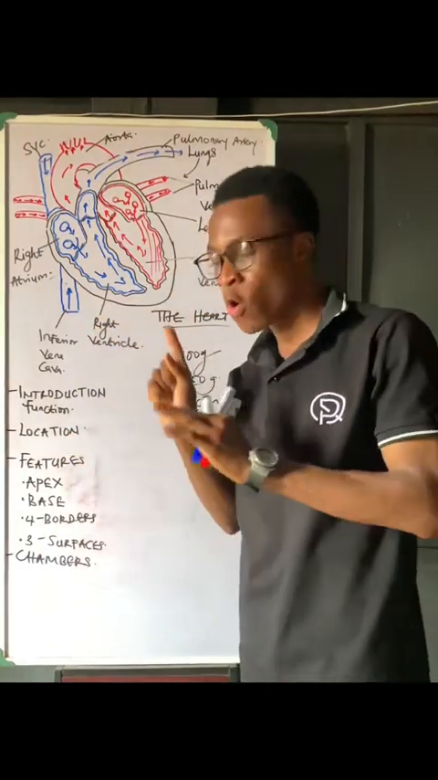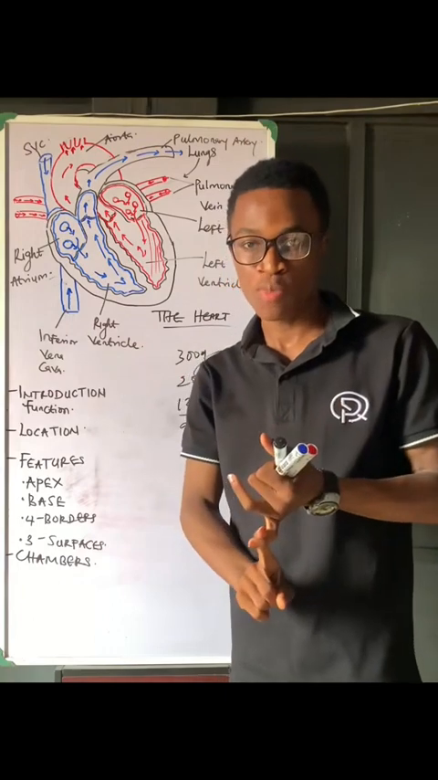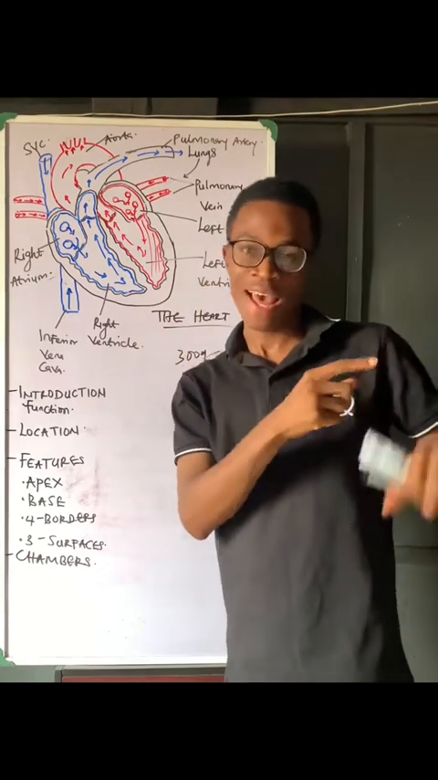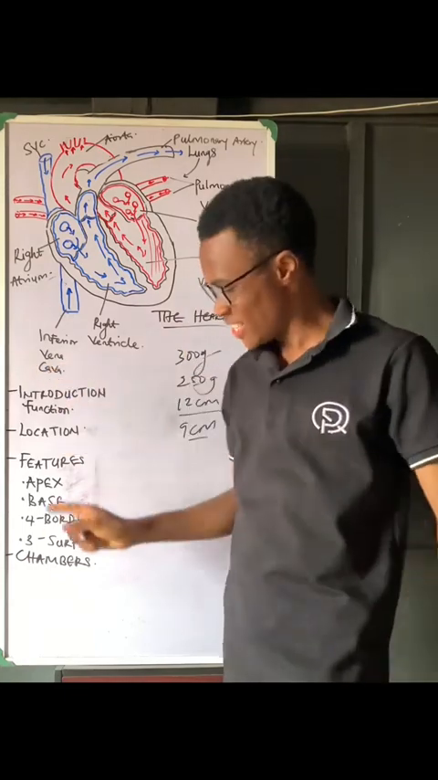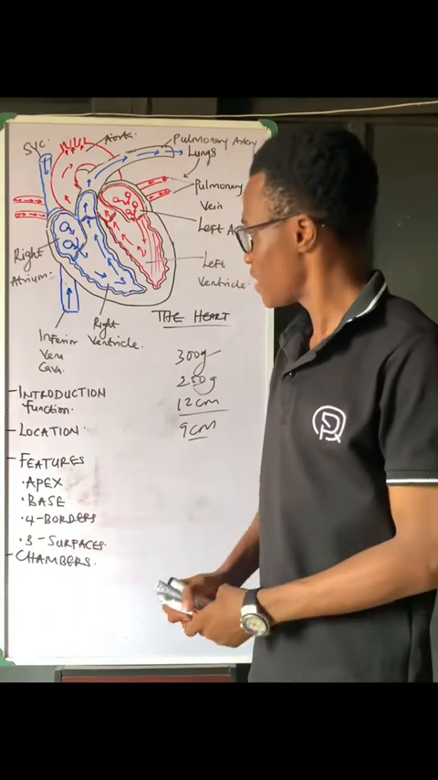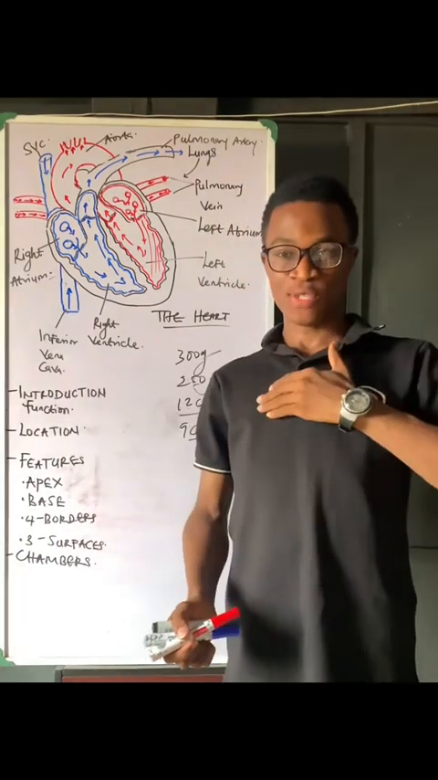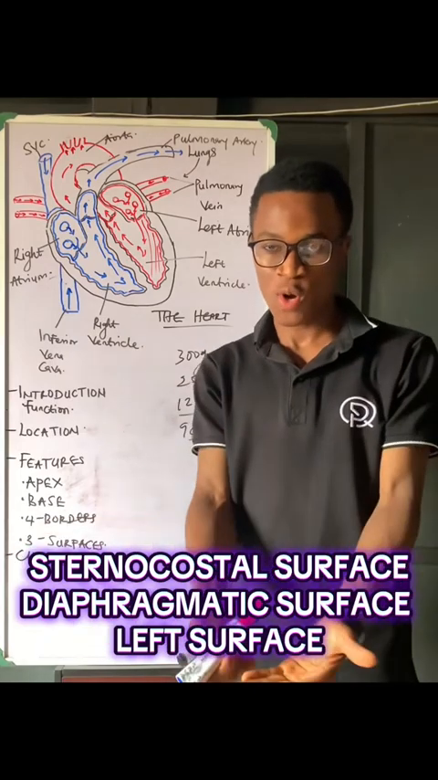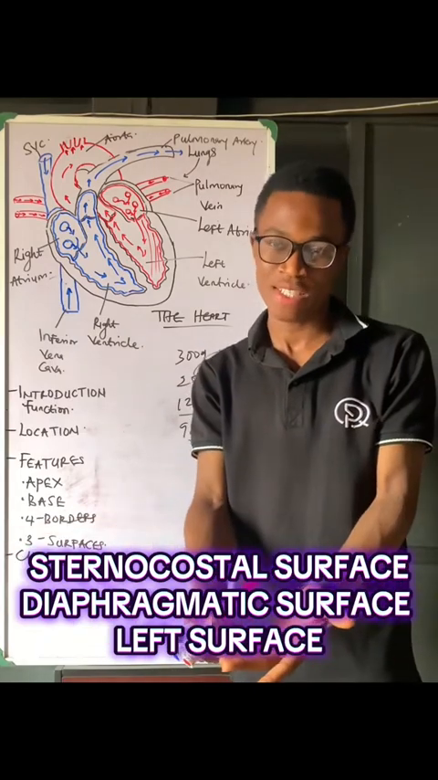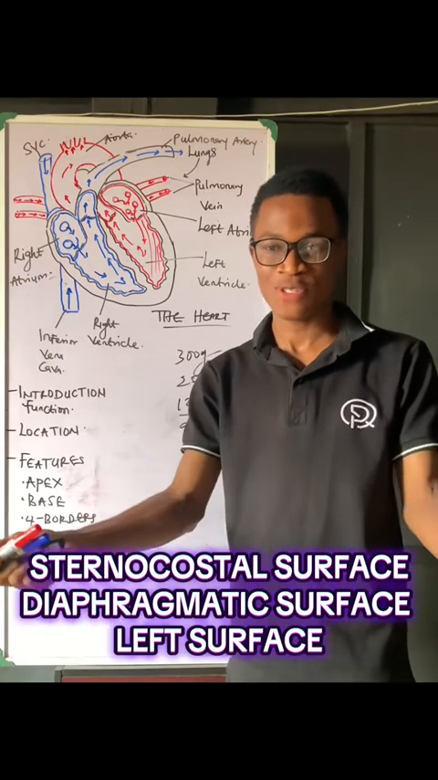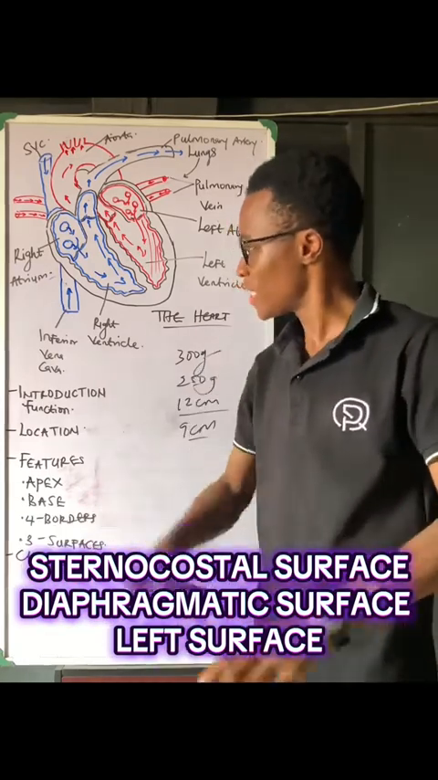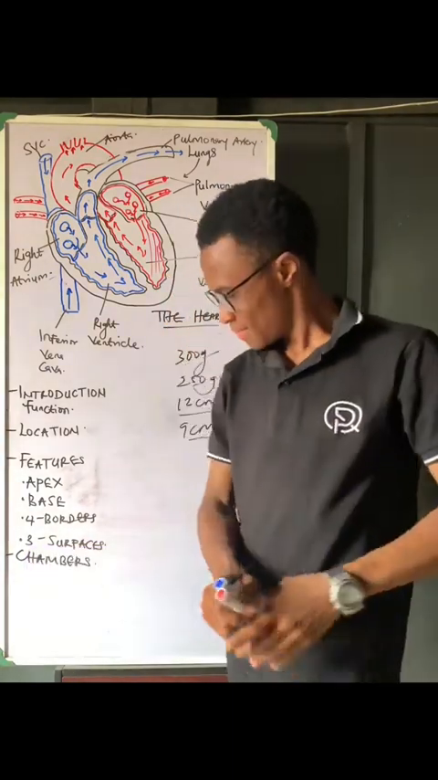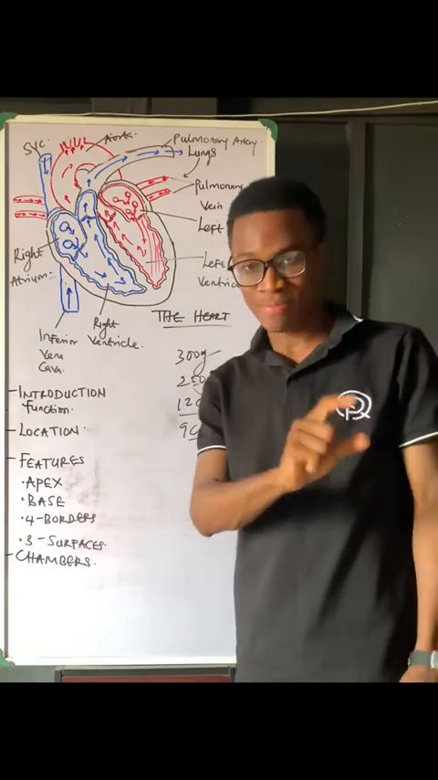Then the heart has 4 borders. Talk about the superior border, the inferior border, the left border, the right border. Very easy. The heart has about 3 surfaces. Talk about the one that is in front, which is the sternocostal surface or anterior surface. Talk about the one that is below, which is the diaphragmatic surface, otherwise referred to as the inferior surface. Then talk about the one at the left, the left surface. Easy, right?